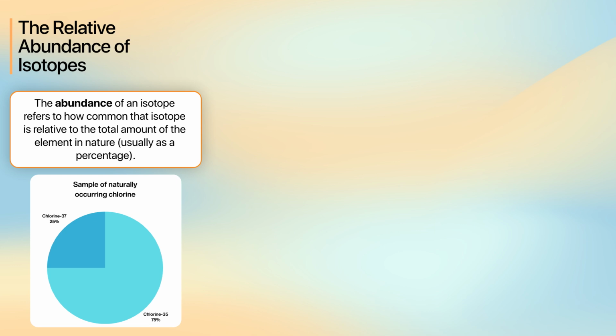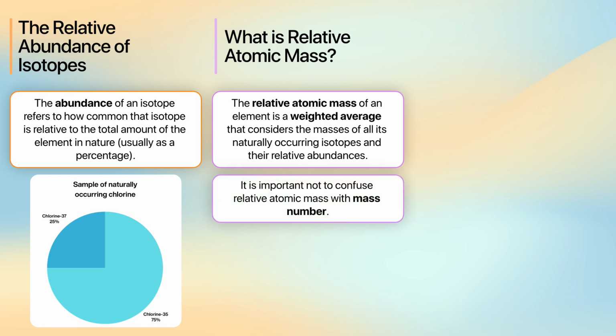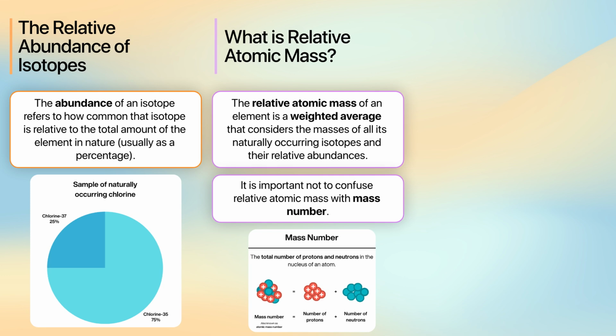In today's lesson, we learnt how the relative abundance of isotopes influences the relative atomic mass of an element. The abundance of an isotope refers to how common that isotope is relative to the total amount of the element in nature. The abundance is usually expressed as a percentage. The relative atomic mass of an element is a weighted average that considers the masses of all its naturally occurring isotopes and their relative abundances. It's important not to confuse relative atomic mass with mass number.